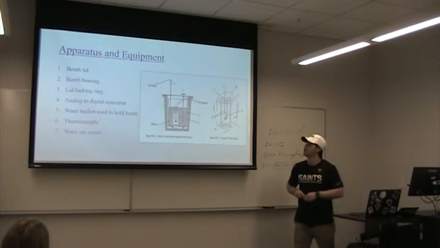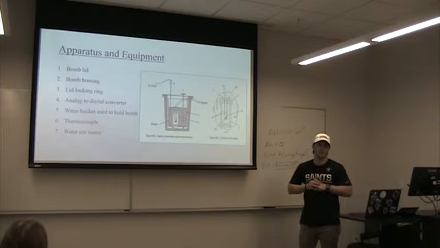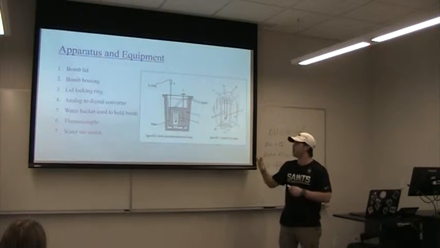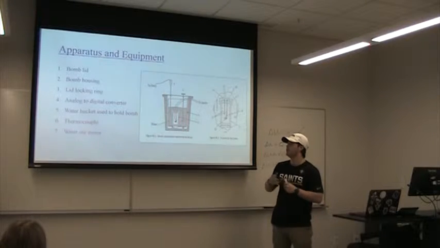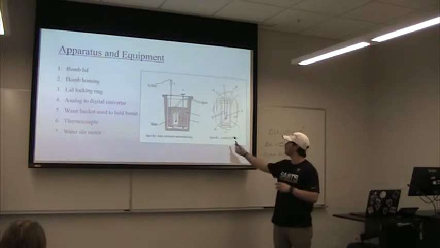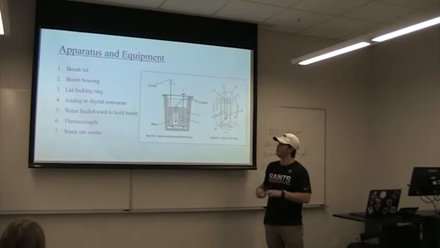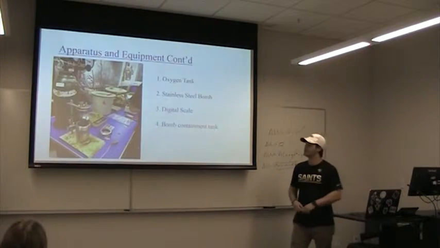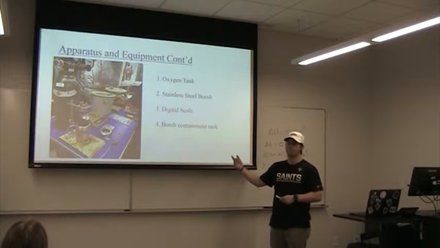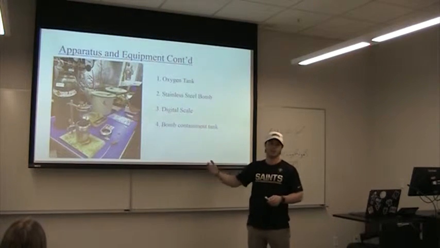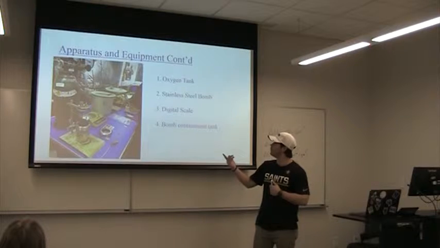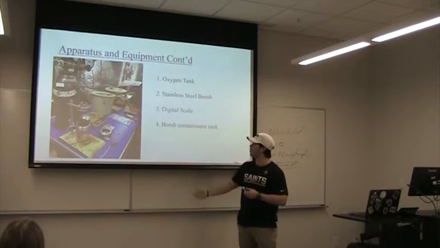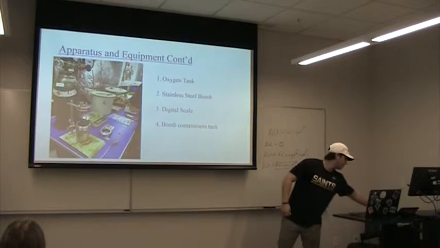And the apparatus and equipment we'll be using to conduct this experiment is right here. You see we have bomb lid, bomb housing, the lid locking ring, basically everything you see here. And let's go into it a little further. This is the setup we had in the lab. And 1 was our oxygen tank we used, 2 was our stainless steel bomb, our digital scale, and then our bomb containment tank.